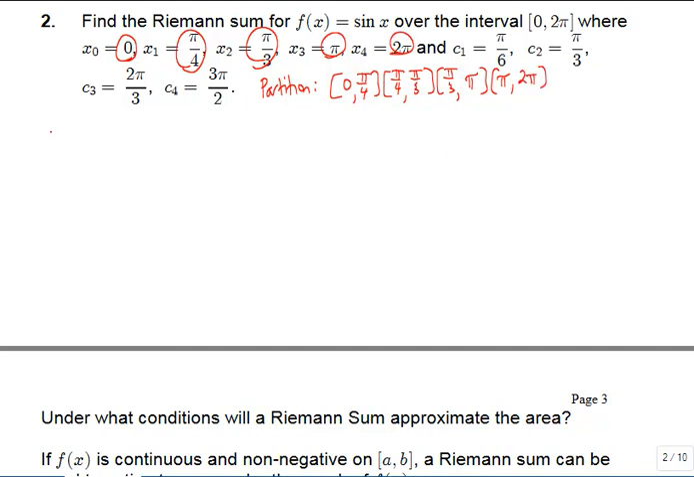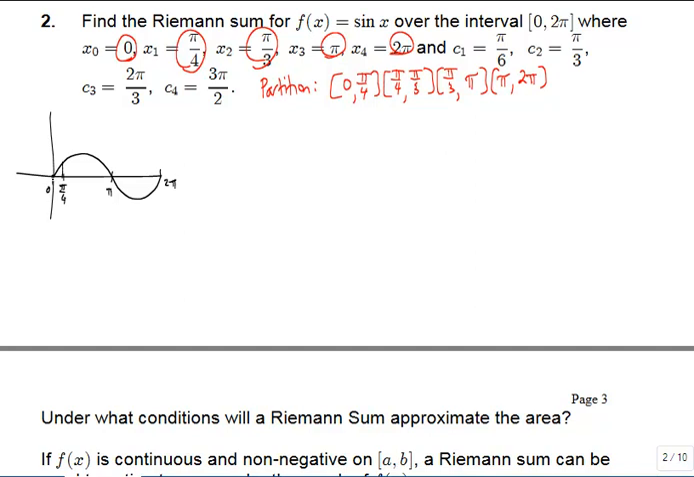So let's draw this out so you can visualize what this looks like. Here's your sine curve from 0 to 2 pi. Here's pi. So our first subinterval starts at 0 and goes to pi over 4.